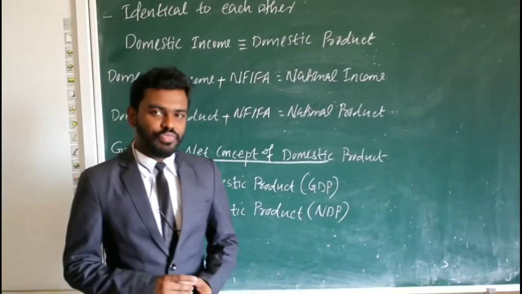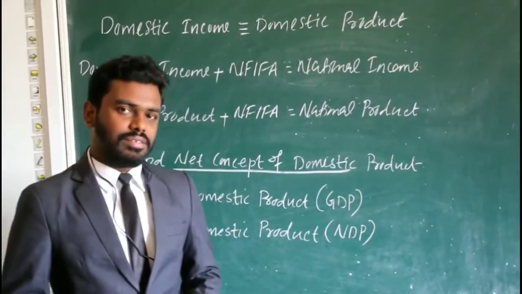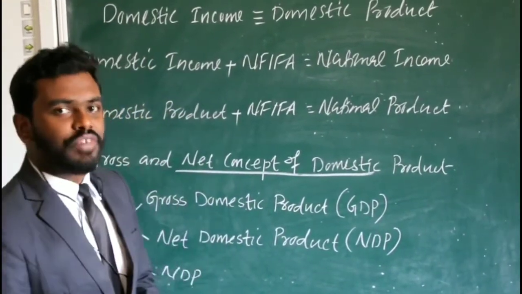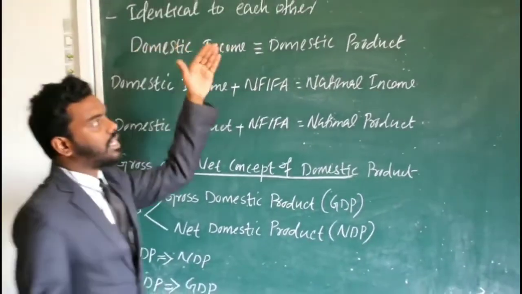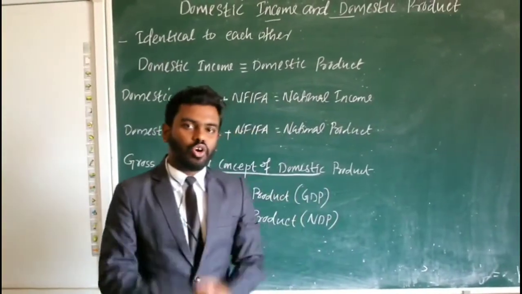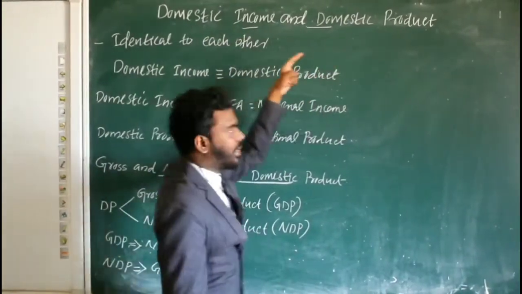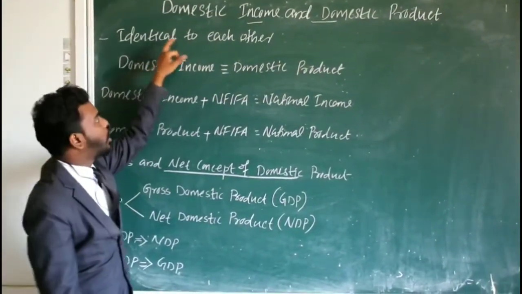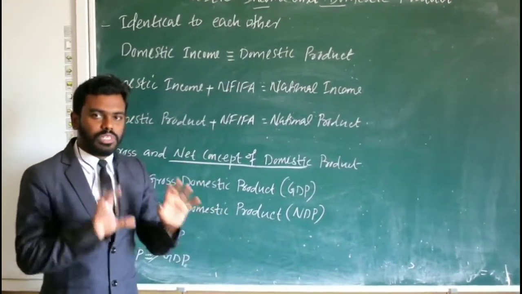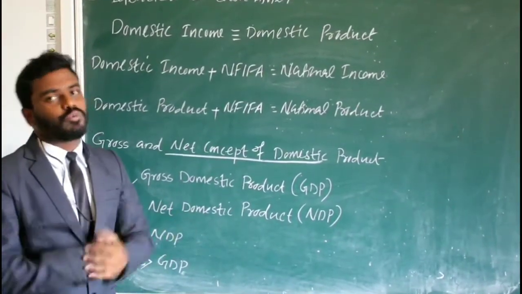Today in this video we are going to learn national income aggregates related with the national income. We can discuss the first topic, that is domestic income and domestic product. In macroeconomics, domestic income and domestic product are identical to each other. That means both are equal. Domestic product is equal to domestic income. Then how is it possible?